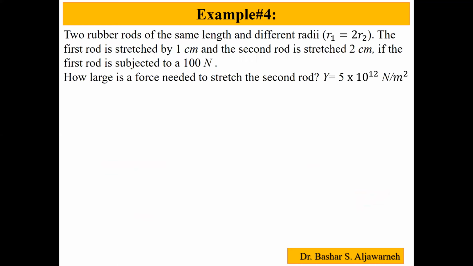Another example, two rubber rods of same length. Same length means L1 equals L2, and different radii, where the first radius is 2 times the second. So from here, R1 equals 2 R2.